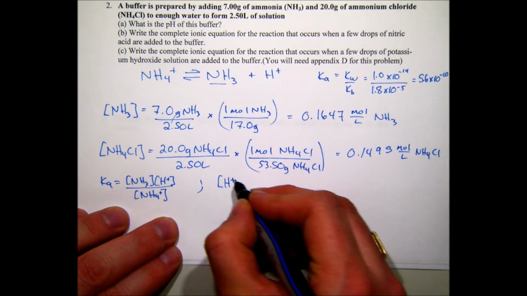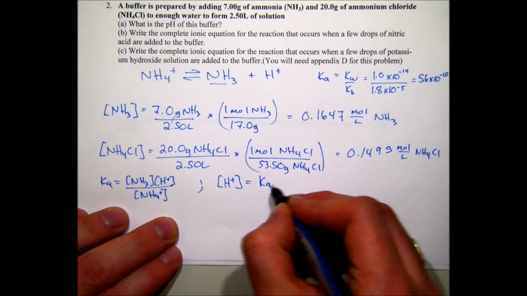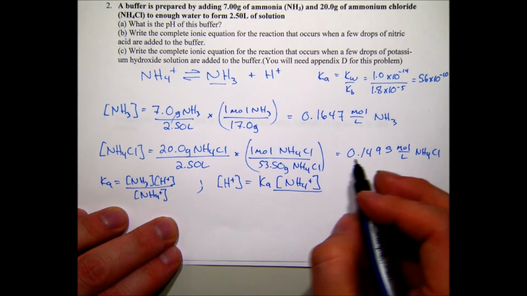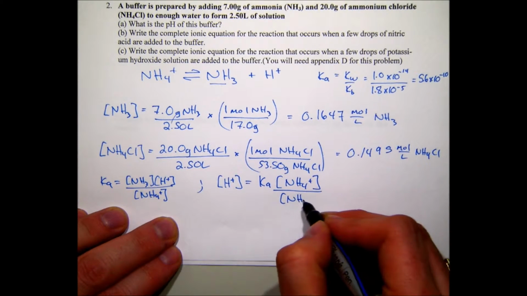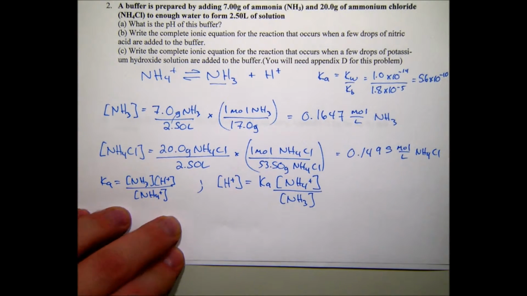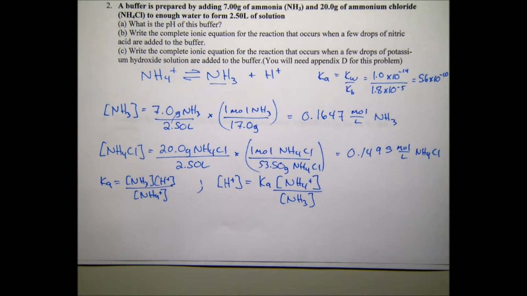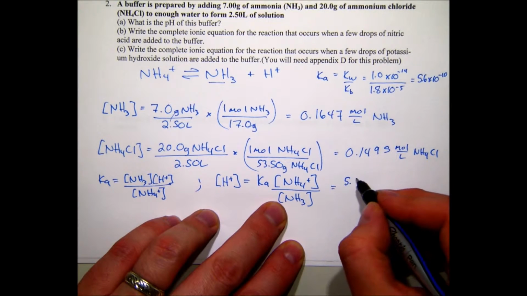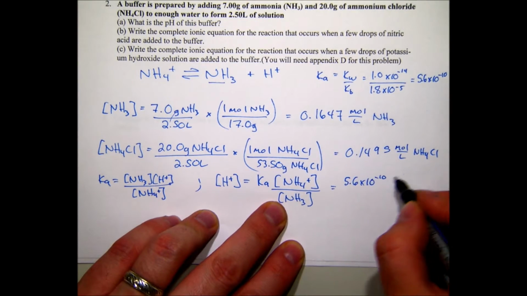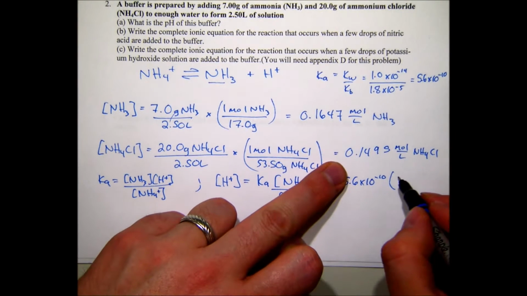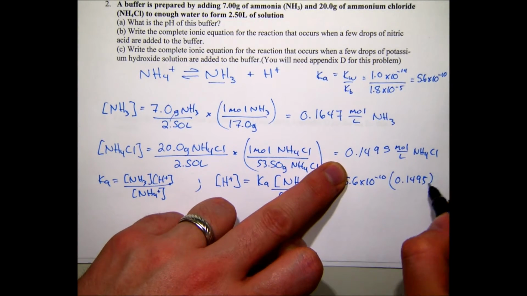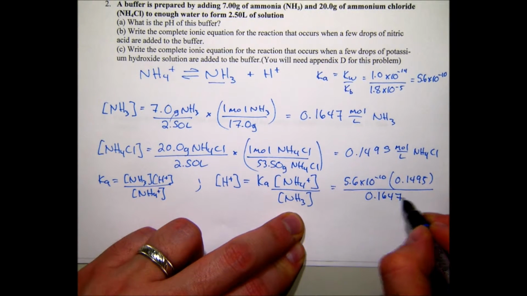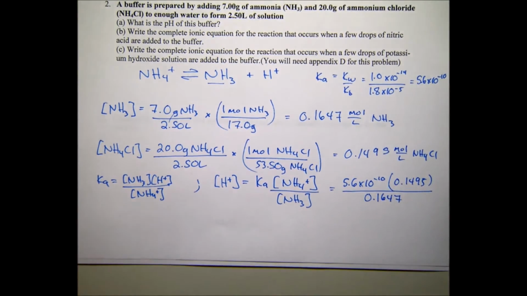So the concentration of H plus is equal to Ka times NH4 plus over NH3, equals 5.6 times 10 to the negative 10. NH4 is 0.1495 over 0.1647, which is the ammonia.